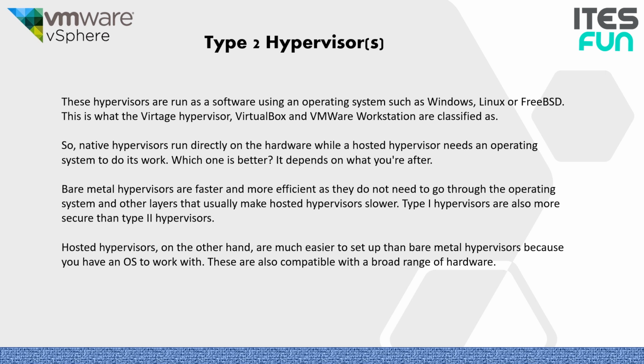Which one is better? It depends on what you are after. The bare metal hypervisors are faster and more efficient as they do not need to go through the operating system and other layers that usually make hosted environments slower. The type 1 hypervisors are also more secure than type 2 hypervisors. Hosted hypervisors on the other hand are much easier to set up than bare metal hypervisors because you have an operating system to work with, and these are also compatible with a broad range of hardware.